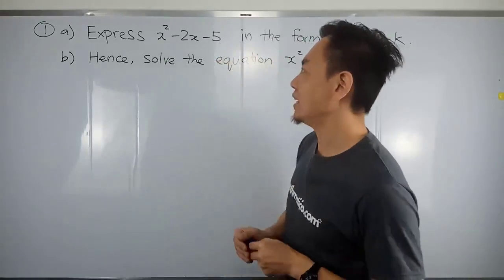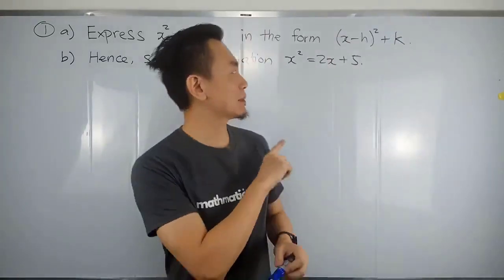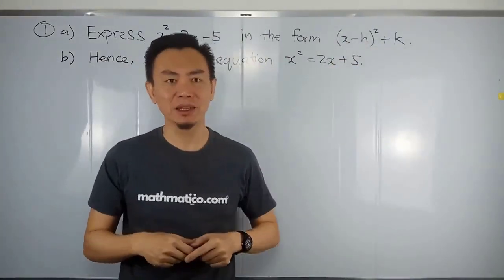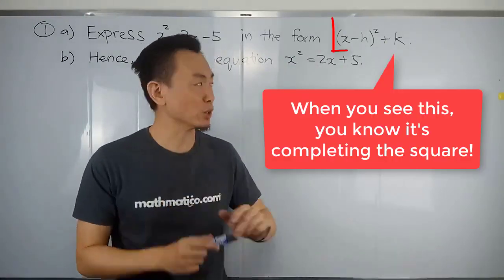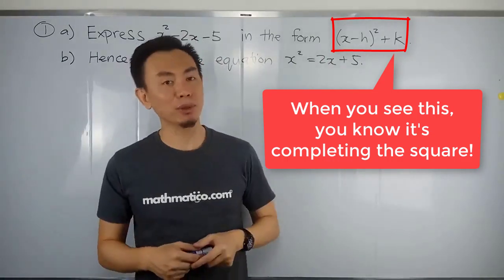Let's look at this question here. Express x squared minus 2x minus 5 in the form x minus h bracket square plus k. Nowhere in this question does it say completing the square, but it is understood when you say x minus h bracket square plus k. This implies completing the square.